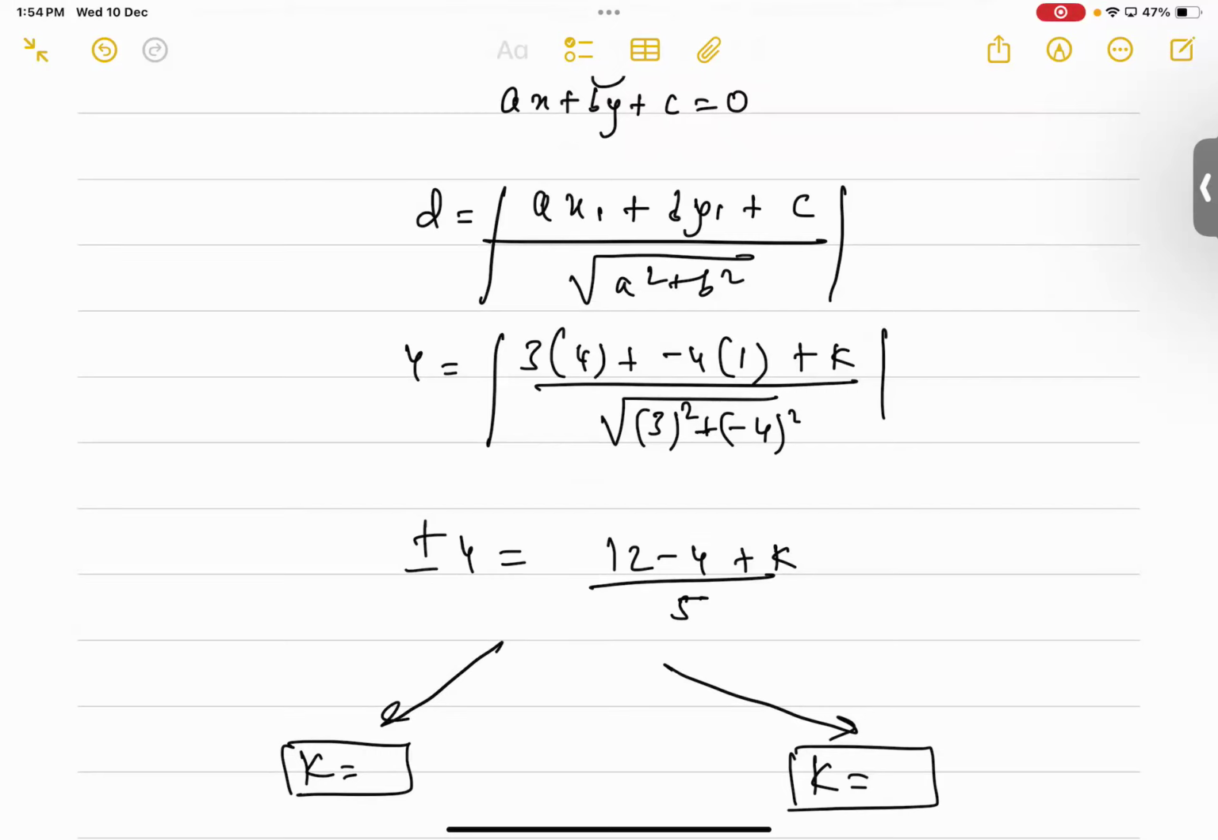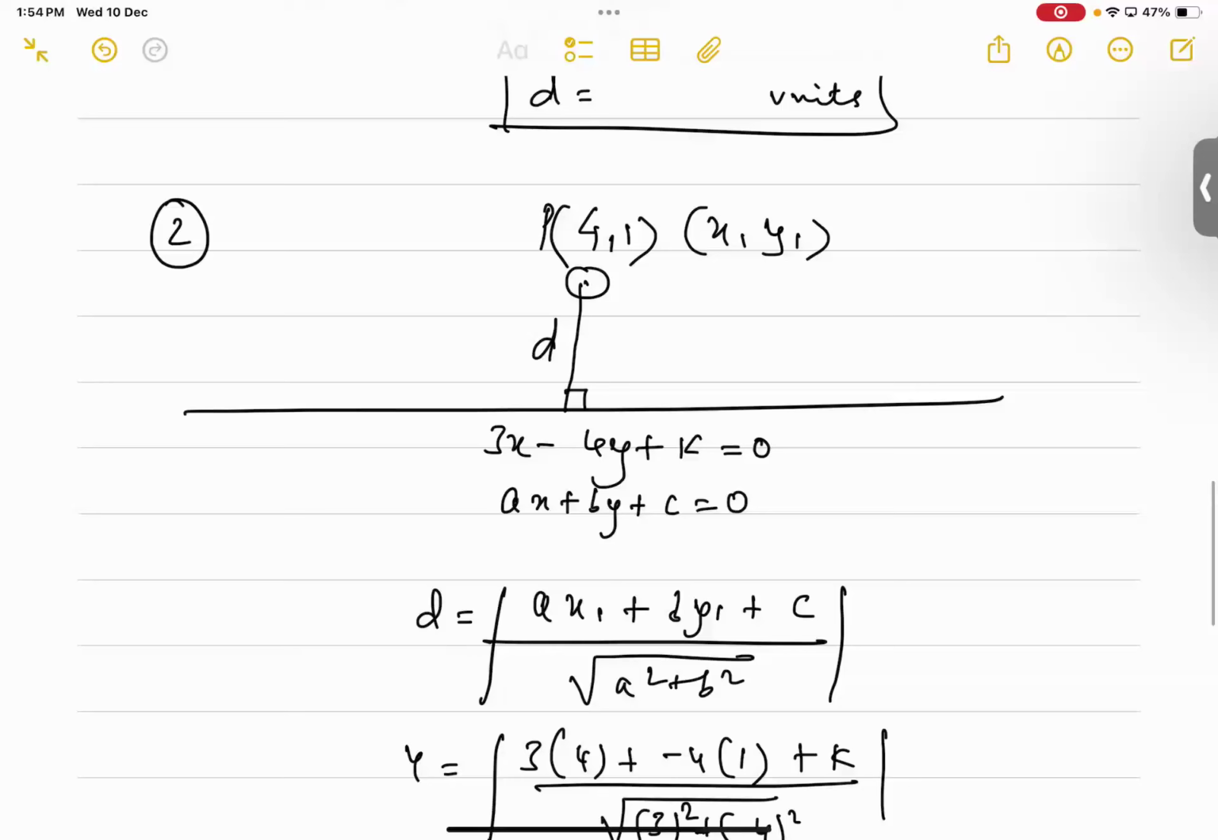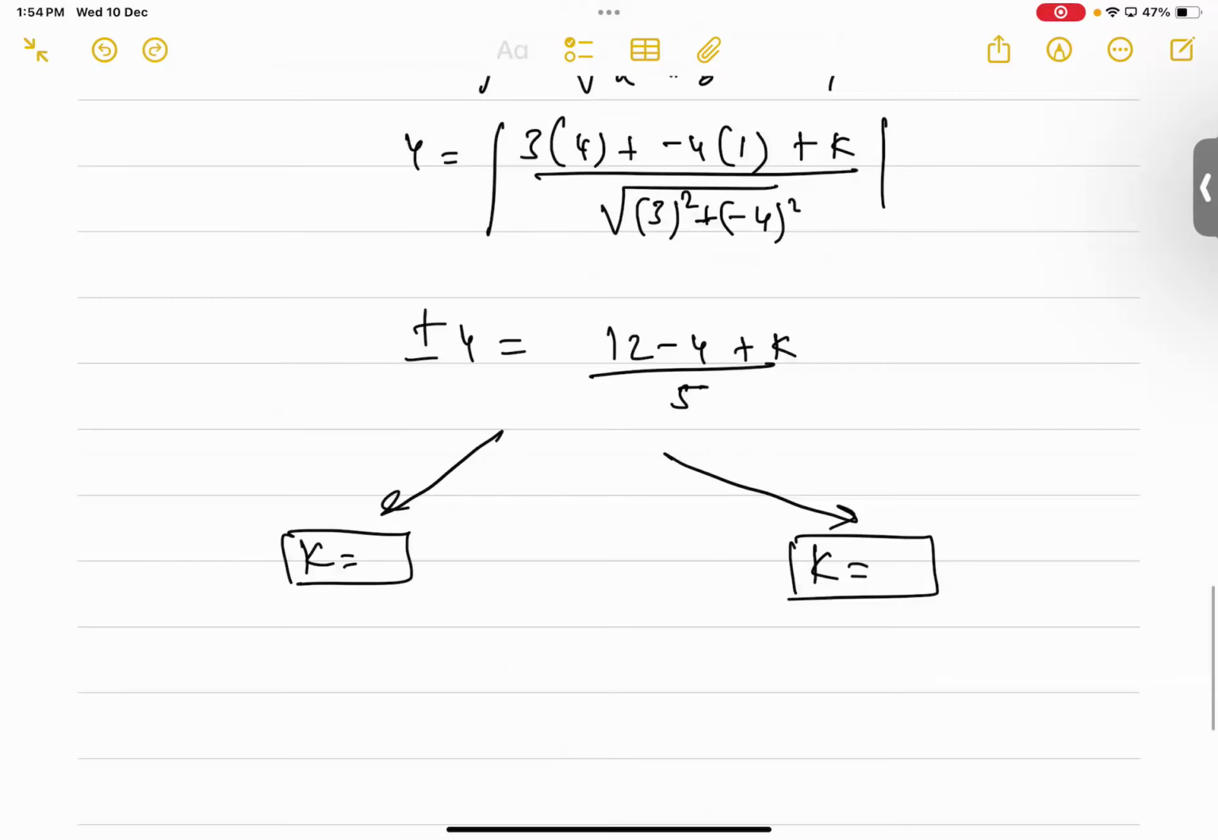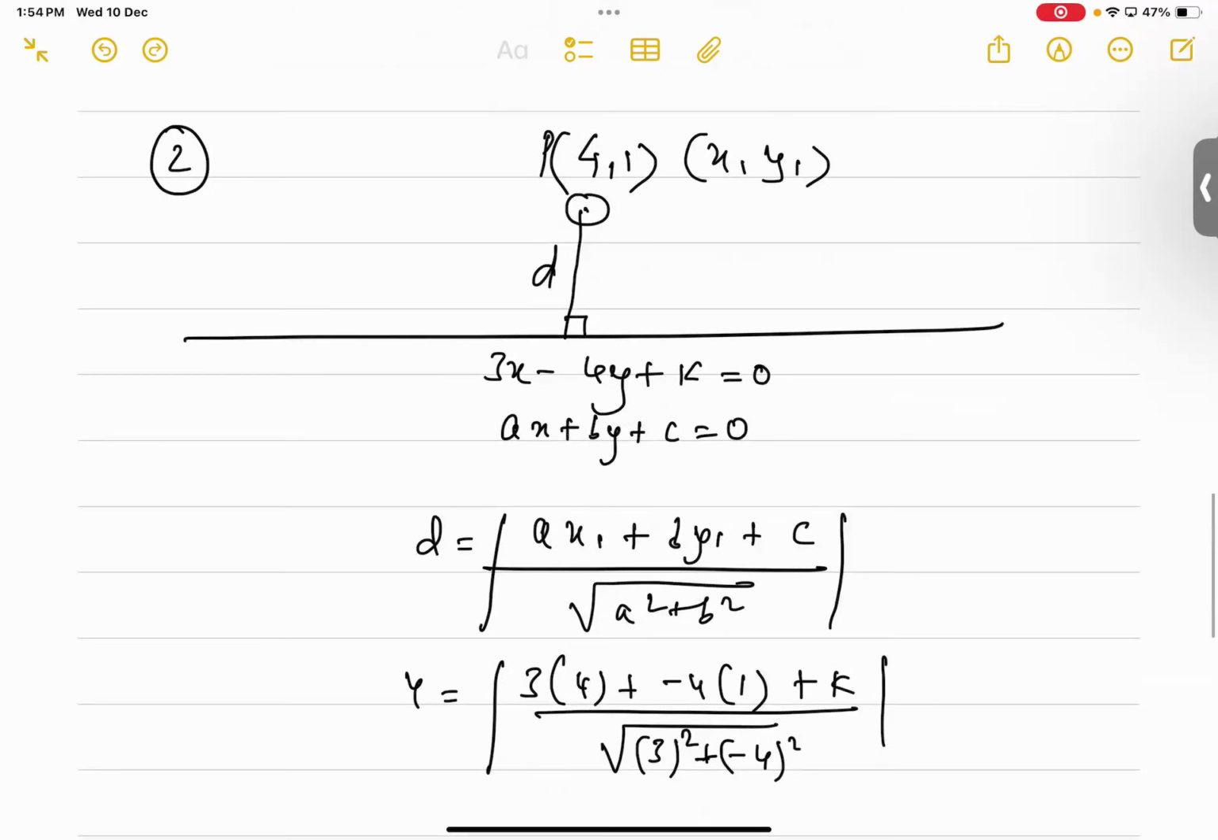No, no. See, k is a part of this line, right? This value can be positive or negative. Does not really matter, both answers will be true. Unknown within the modulus, what we need to do? Take plus minus on the other side. Always remember that.